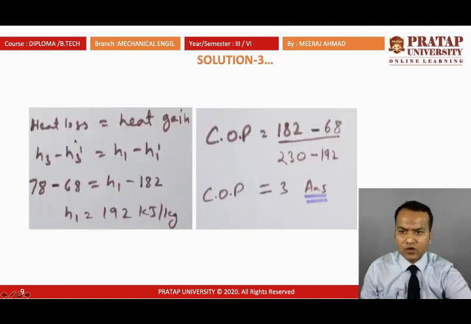So heat loss is equal to heat gain: H3 minus H3 dash equals H1 minus H1 dash. Put the values of H3, H3 dash and H1 dash, and find the value of H1, which is 192 kilojoule per kg. Put this H1 in the COP formula, and you get the value of COP equal to 3.